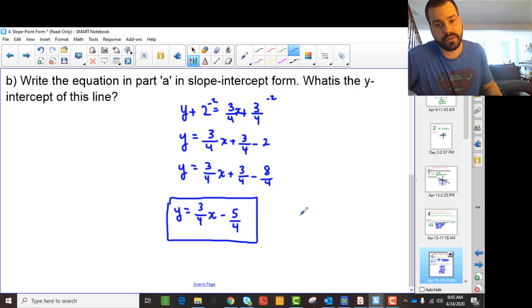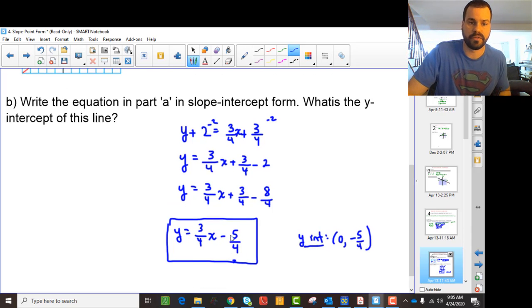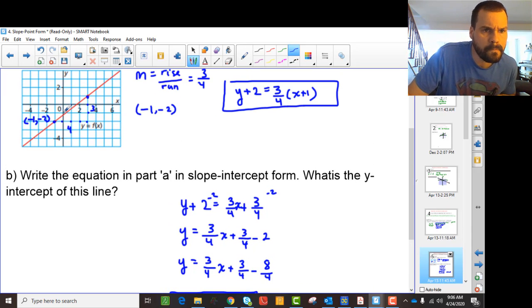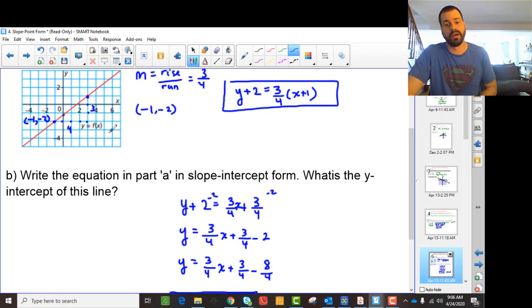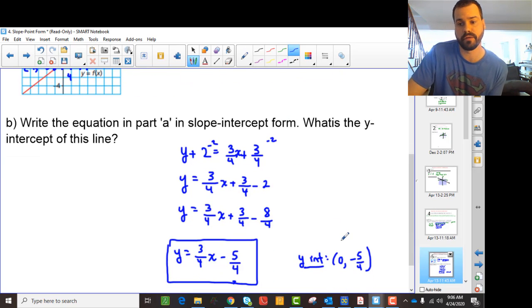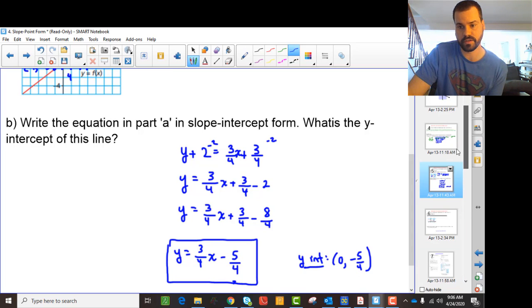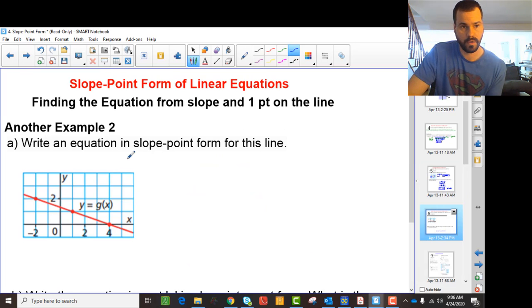So then it says, what's the y-intercept? Well, the y-intercept, based on that slope-intercept form, then is (0, -5/4). Okay, because we get it from right there. And you can look on your graph to make sure that that makes sense. So if I go here, look, there's -1 and then another little bit. So minus 5/4 is minus 1.25. So that makes sense. That matches what my graph is saying. So that's how you kind of flip between the two, between the slope-intercept and point slope or slope point form.